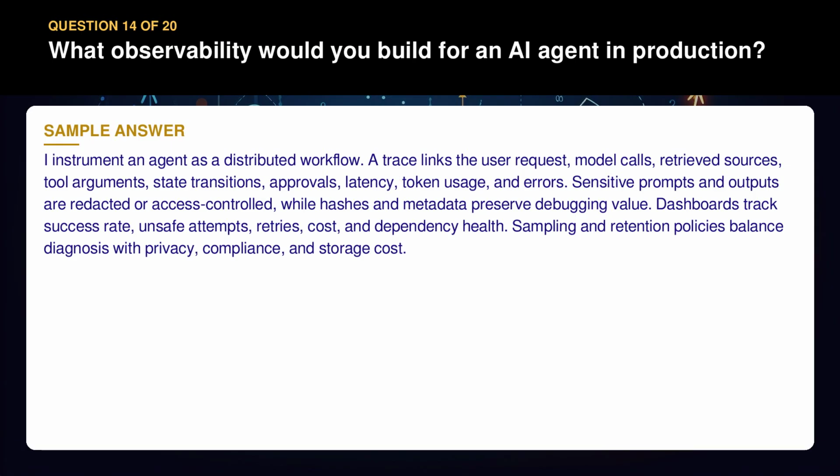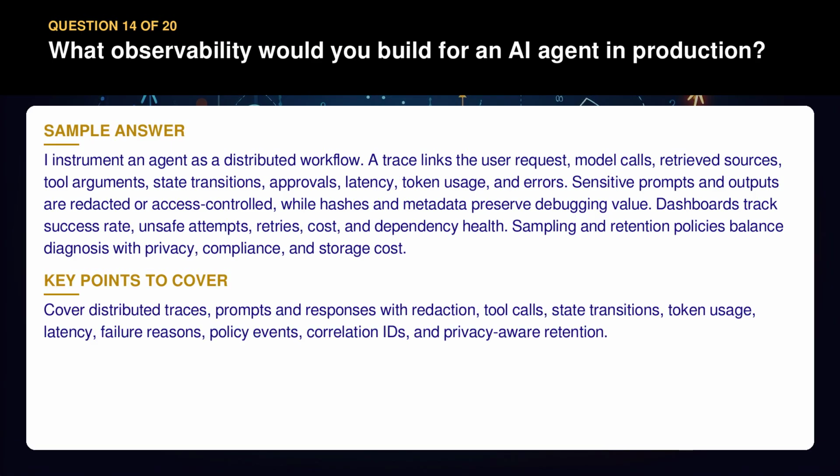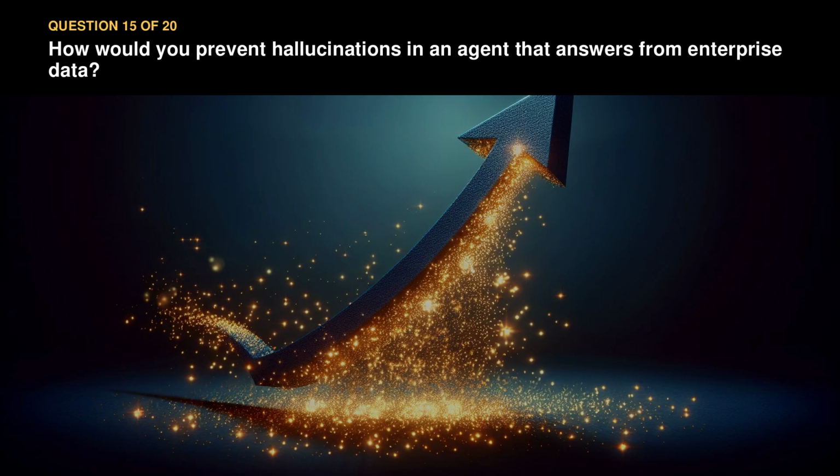Sensitive prompts and outputs are redacted or access controlled, while hashes and metadata preserve debugging value. Dashboards track success rate, unsafe attempts, retries, cost, and dependency health. Sampling and retention policies balance diagnosis with privacy, compliance, and storage cost. Cover distributed traces, prompts and responses with redaction, tool calls, state transitions, token usage, latency, failure reasons, policy events, correlation IDs, and privacy-aware retention.